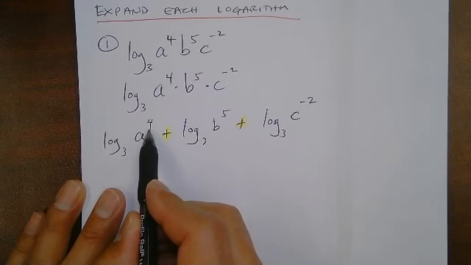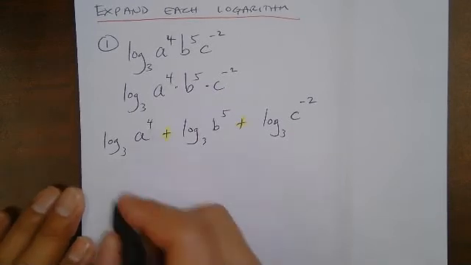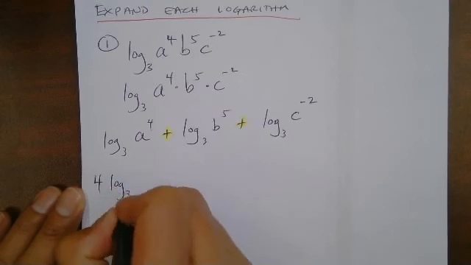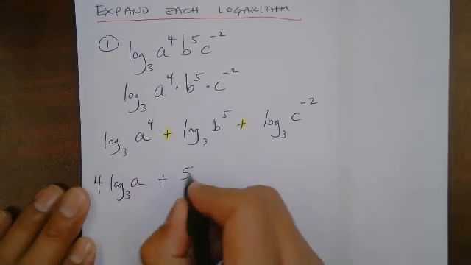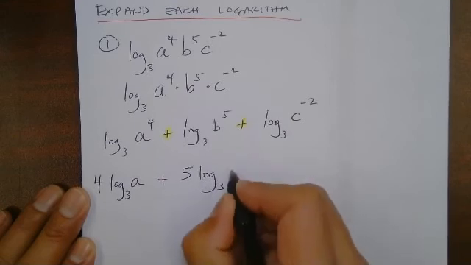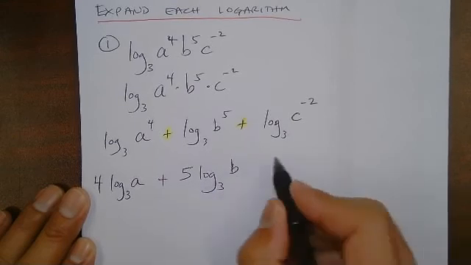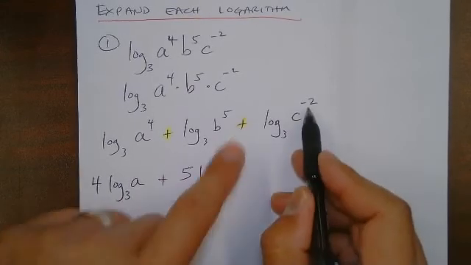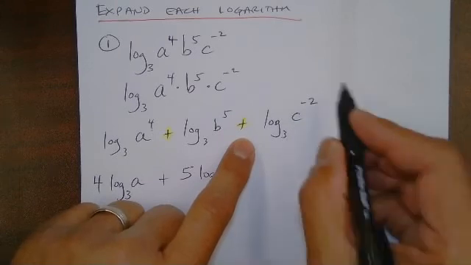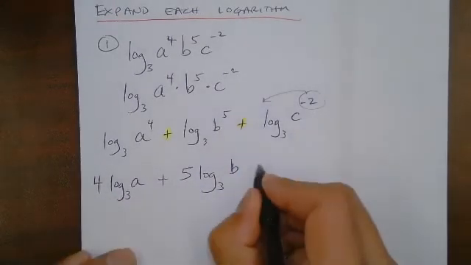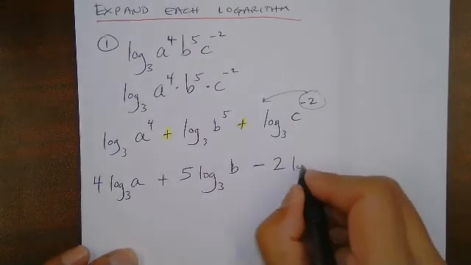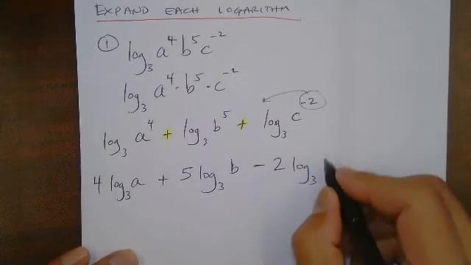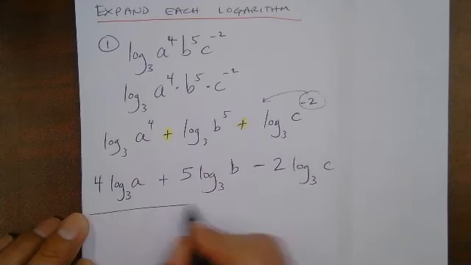Now what happens? Now it's like the third one, right? The one with the exponents. The exponents come down. So it's going to be what? 4 log 3a plus 5 log 3b. And then what's going to happen here when this negative 2 comes down? You agree it's going to be minus like that? Yeah.